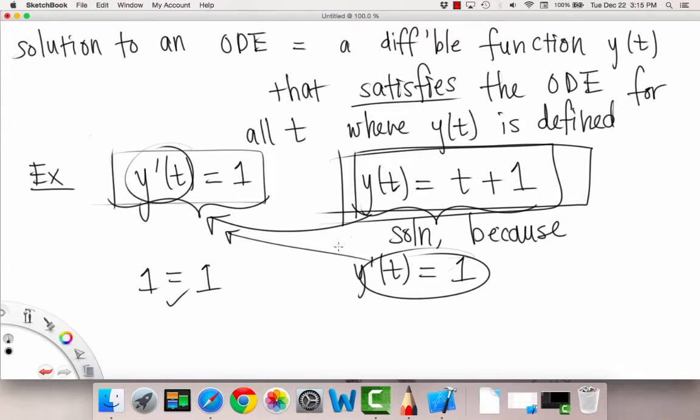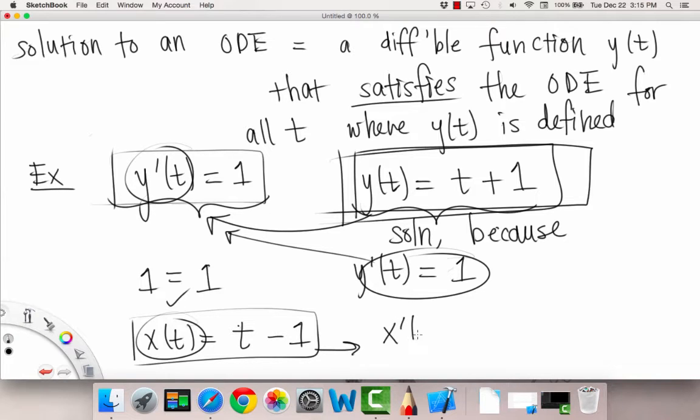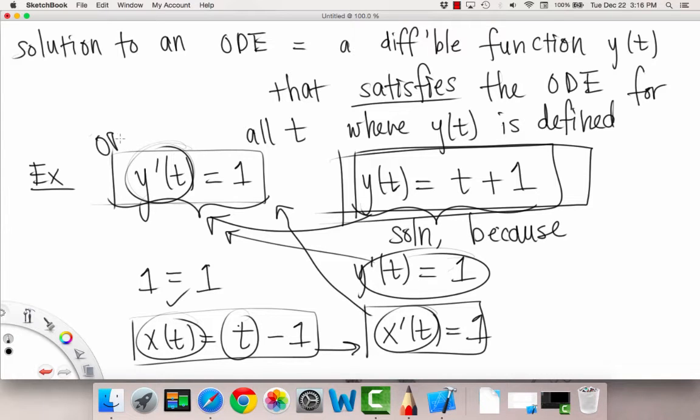Okay? Also, something to note is that let's say we have some other function, x of t. So this x of t is equal to, let's say, t minus 1 or something like that. Let's see when we take the first derivative of x of t, that would give us x prime of t. Then when we derive once with respect to t, we still get a 1. So even though this equation says x prime of t instead of a y, this just means the first derivative of our function is equal to 1. And that also satisfies our original ODE, right?